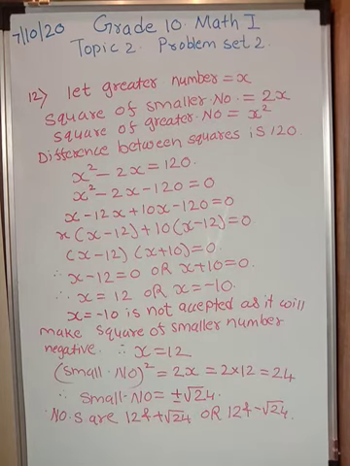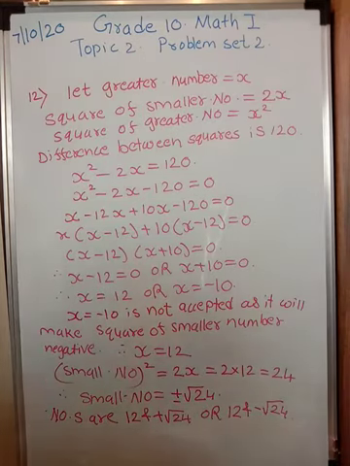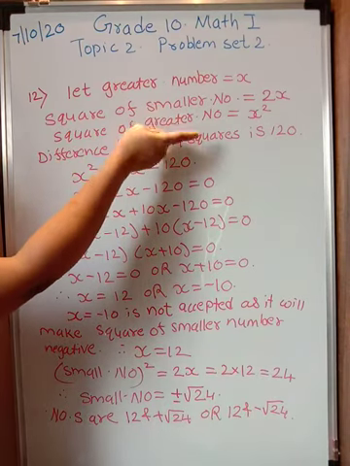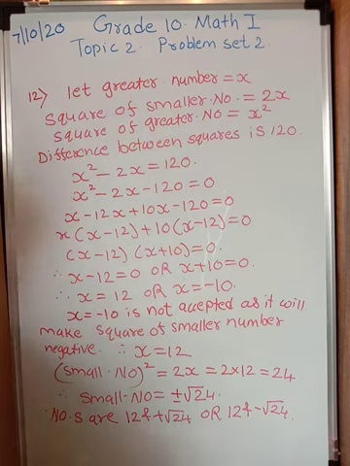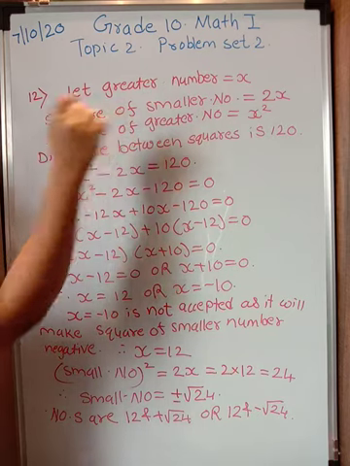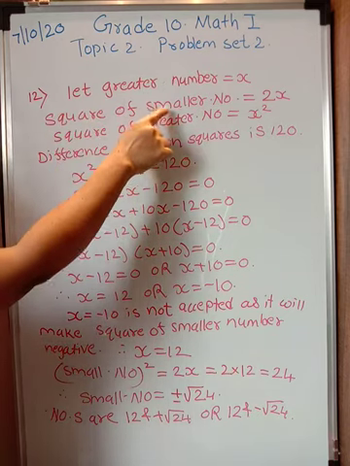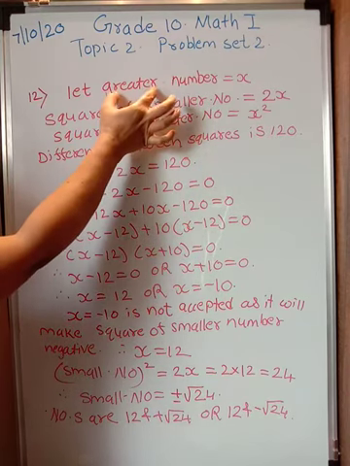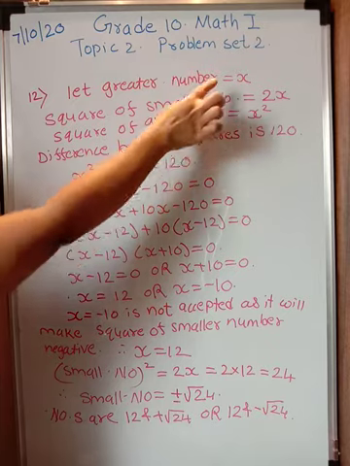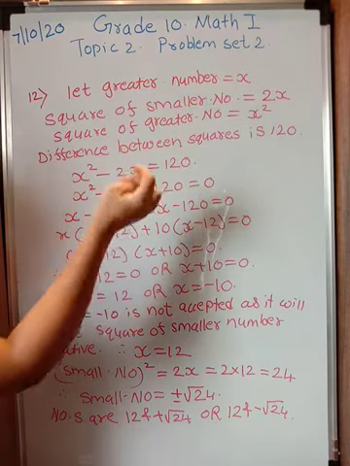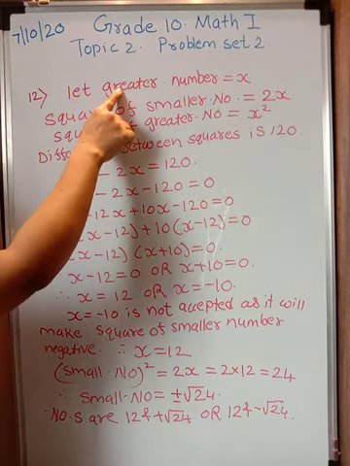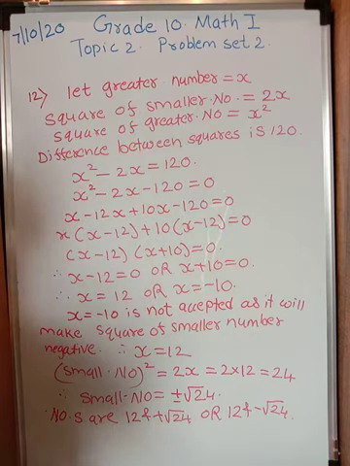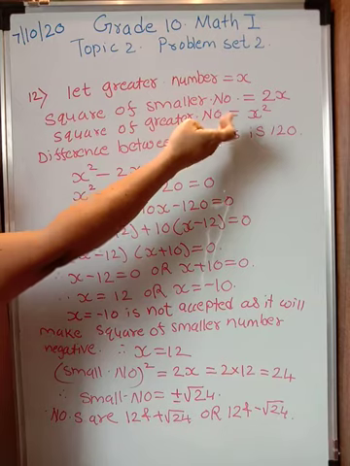Now look at the 12th problem. It is given that the square of the smaller number is twice the greater number. Alright. So if I assume the greater number is x, the square of the smaller number will be 2x. And if the greater number is x, the square of the greater number will be x square. So first we have to assume the greater number as x. So we get the square of the smaller number. Alright. This square is automatically x square.